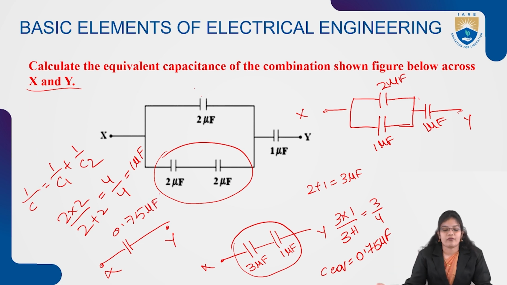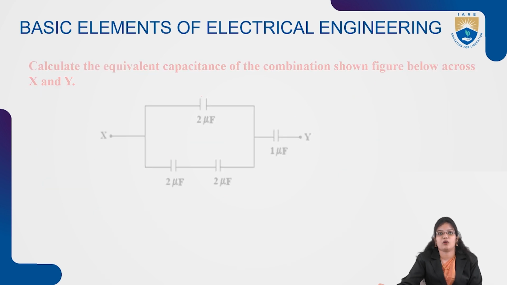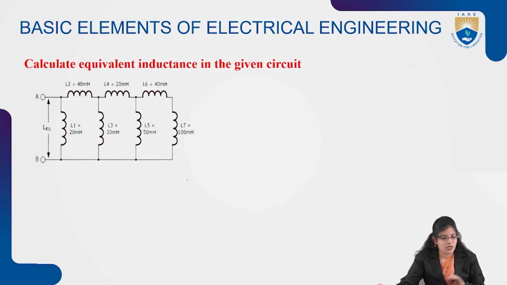So in this way we have to reduce the circuit and we need to calculate the inductance or capacitance or resistance across each circuit when they are connected in parallel or series or a combination of series and parallel. So we'll see one more example on inductances when they are connected in a series-parallel combination. So here is the series-parallel combination of inductors. So first we need to identify how many combinations are there in this circuit.